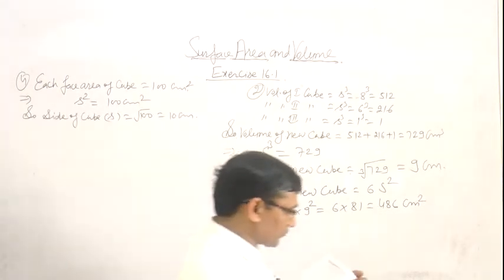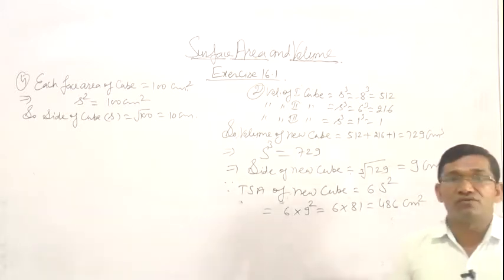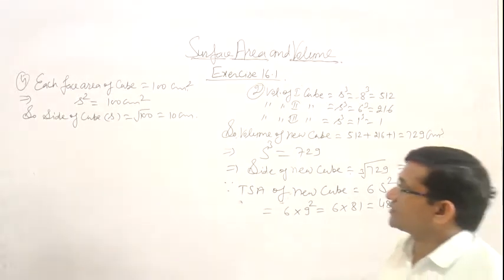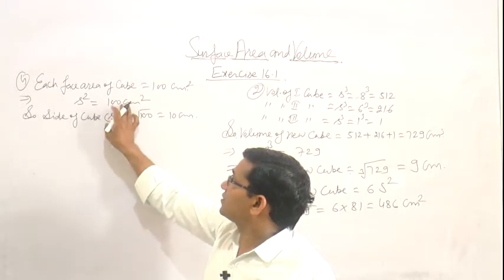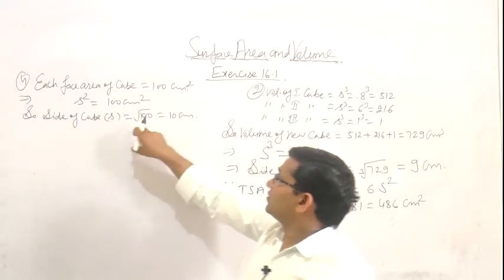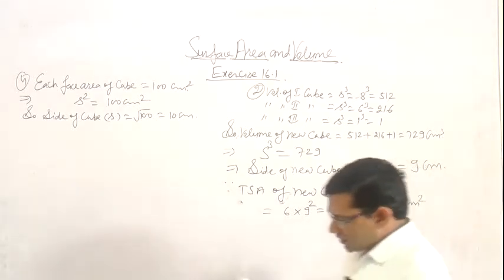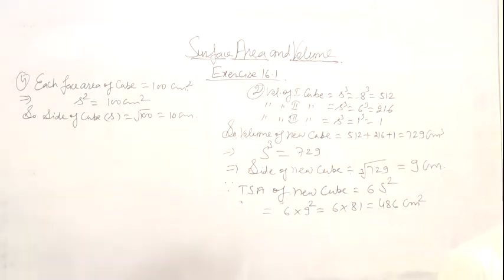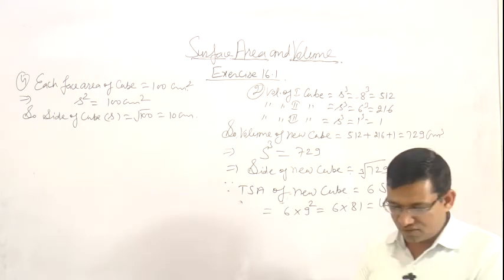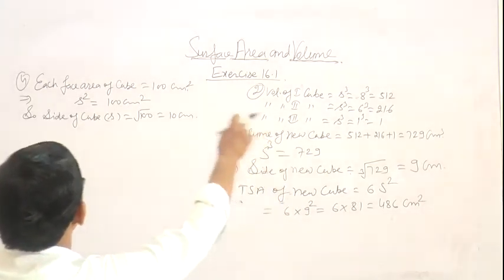Each face area of cube is 100 centimeter square. So we know that face area of cube is side square, which is equal to 100 centimeter square, that is side of cube is square root of 100, which is 10 centimeter. Second condition is the parallel surface of base cuts the cube into equal parts, then find the total surface area of each part.